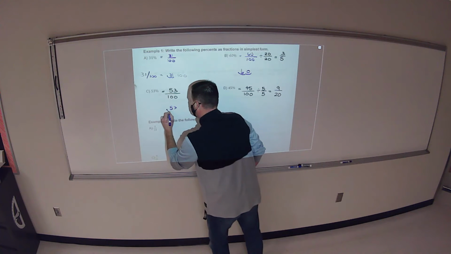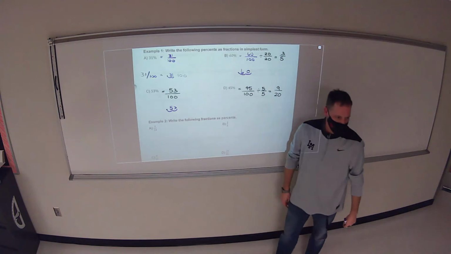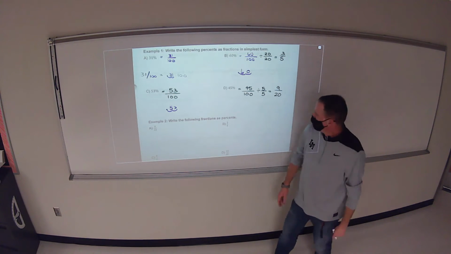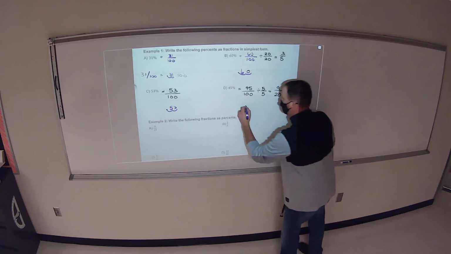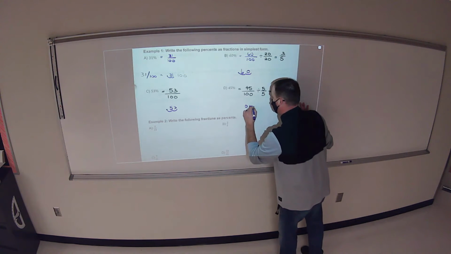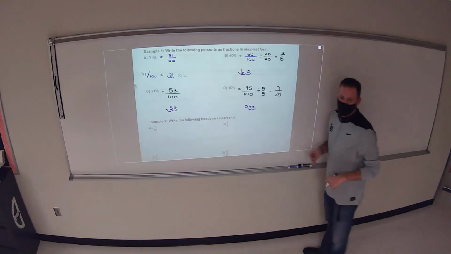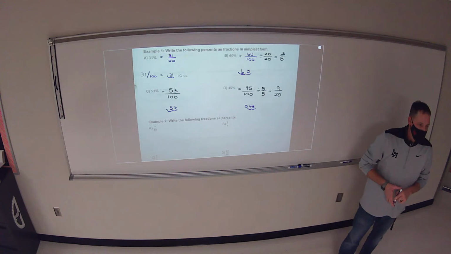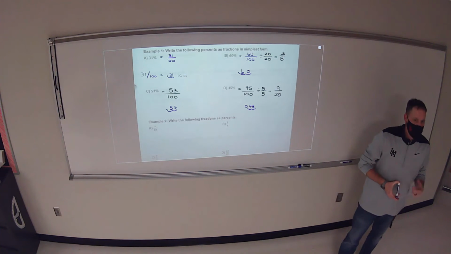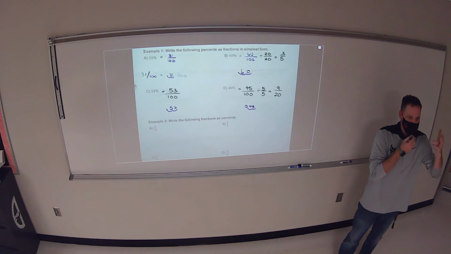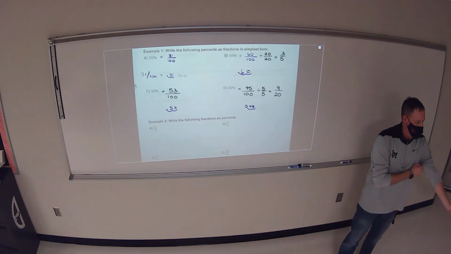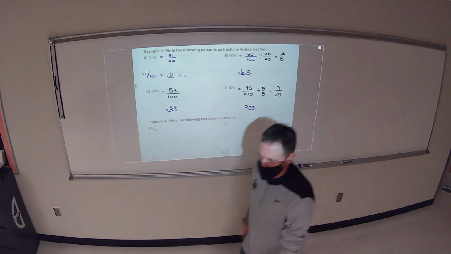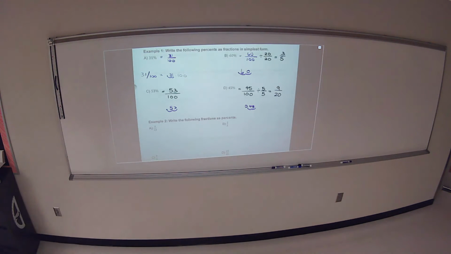If I take 53 divided by 100, I get 0.53. If I move my decimal 2 spots to the right, what do I get? 53. If I take 9 divided by 20 on my calculator, I get 0.45. If I move my decimal point 2 spots to the right, what do I get? 45. There's a strict correlation between the decimal answer your calculator gives you and the percent problem that we actually started with. A lot of students don't understand that's the relationship.